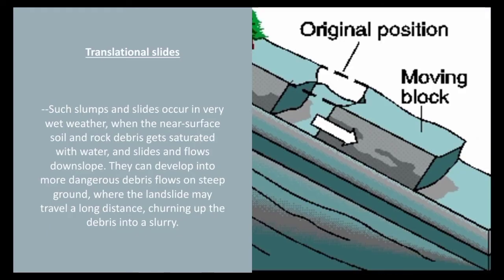Translational slides. Such slumps and slides occur in very wet weather, when the near-surface soil and rock debris get saturated with water and slides and flows downslope. They can develop into more dangerous debris flows on steep ground, where the landslide may travel a long distance, churning up the debris into a slurry.